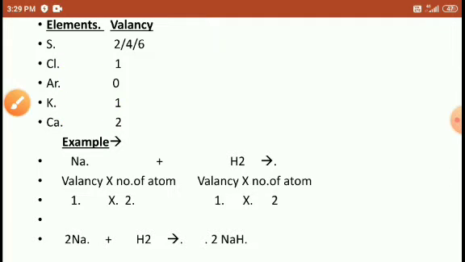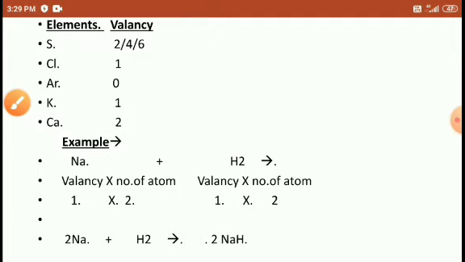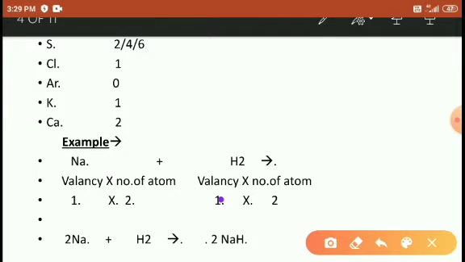Right, students? Now let's see some examples. The example is sodium reacting with hydrogen. In the atmosphere, hydrogen is available as H2, so we take H2 only. Sodium valency, students, is 1. We already know that the sodium valency is 1, and hydrogen valency is also 1. Look here, how many hydrogens are there? 2. It means 2 ones are 2.